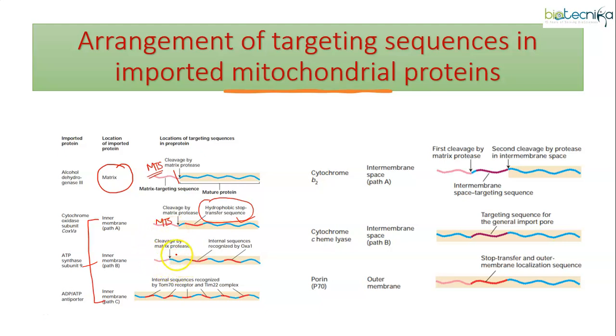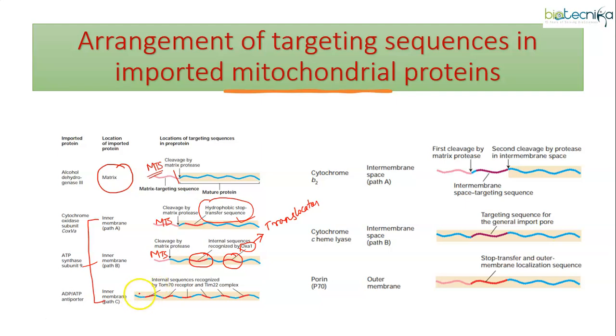The second kind of protein that is directed towards the inner membrane will again have the matrix targeting sequence. Then they have some internal sequences which are recognized by a group of proteins we call OXA1. OXA1 is basically a translocator present in the inner mitochondrial membrane, and it will recognize any protein that mistakenly enters into the matrix so it can be retrieved back to the inner membrane.